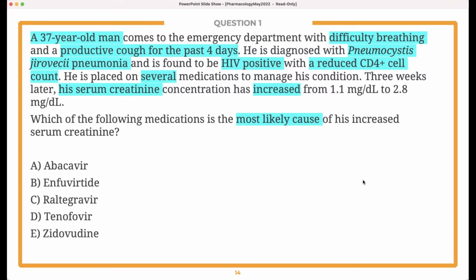Once again, we're going to start with E and work our way up. Answer choice E, zidovudine. D, tenofovir. C, raltegravir. B, enfuvirtide. And A, abacavir. We're going to open up the poll and give all of you a few moments to respond and let us know what you think the correct answer is. And then, as always, we'll review the correct and incorrect choices.